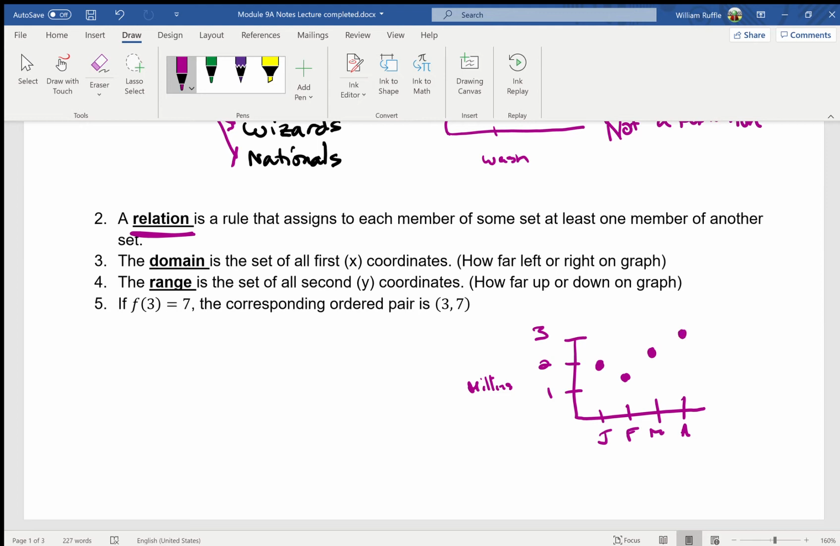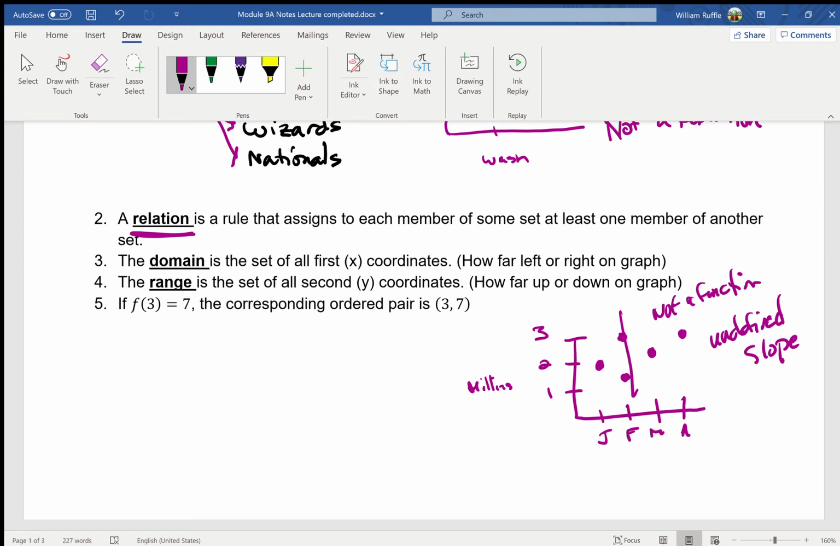Now if I come up with a number where February actually had 3 million, and now I have two things here. That makes no sense because February can only have one total. If February has two different totals, that's impossible. There can only be one total, so this is why this would make it not a function, and this is undefined slope. Remember, vertical lines are undefined slope. Don't want undefined slope.